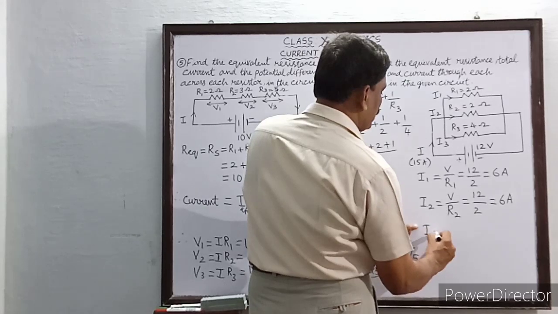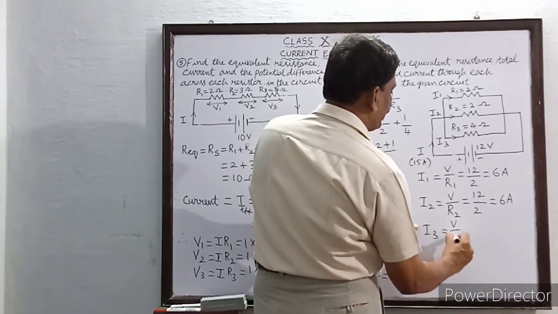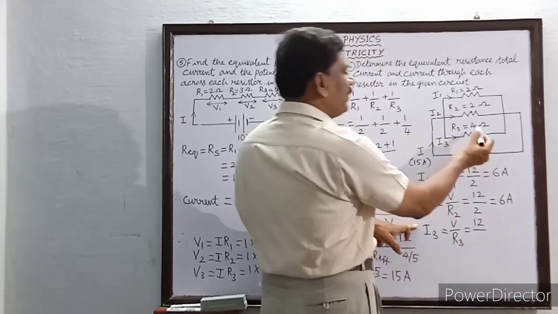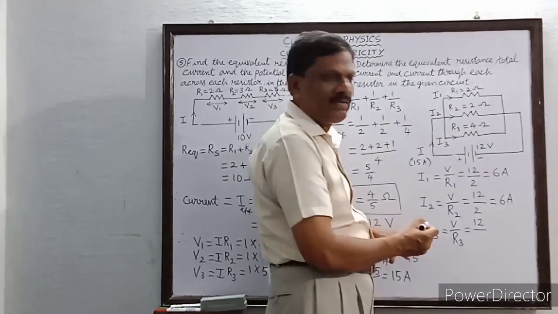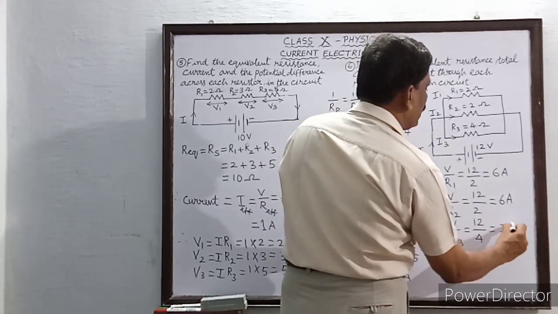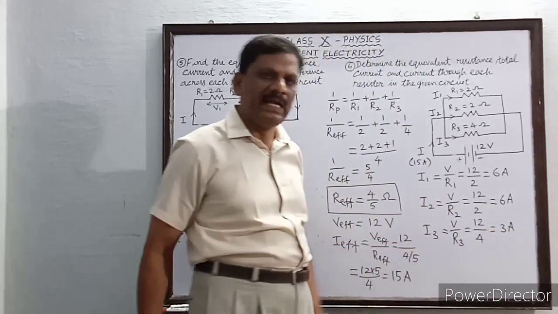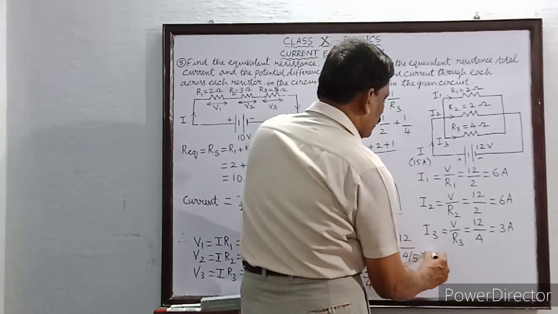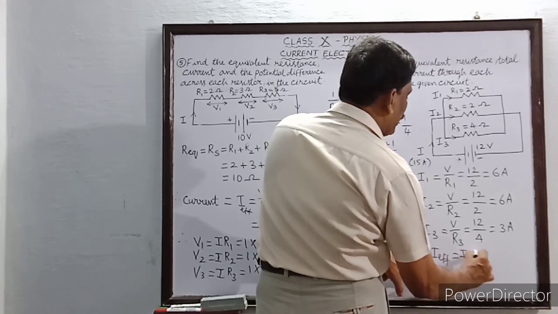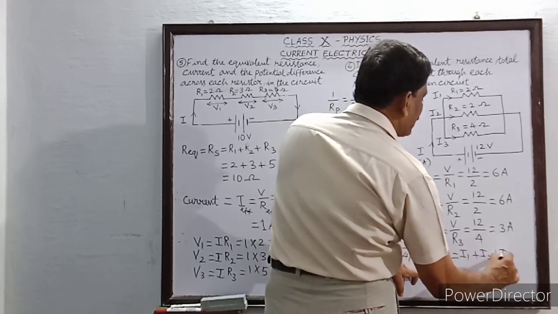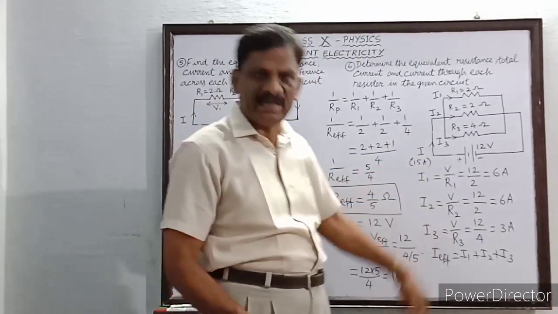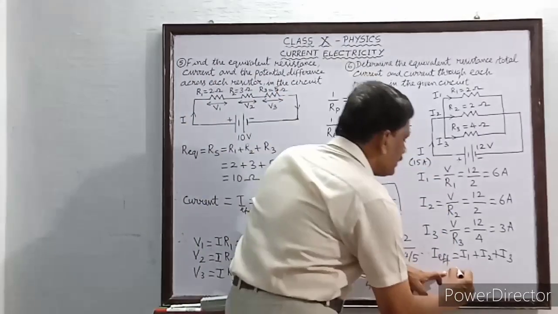Okay, now what is I3? So I3 is equal to V divided by R3, and this is equal to 12 volt divided by the value of R3, which is 4 ohm. We have to substitute 4 in the denominator. So 12 by 4 is equal to what? 3 ampere. Therefore I effective is equal to I1 plus I2 plus I3. This is verification. I am doing the verification. Already I have found the answer.